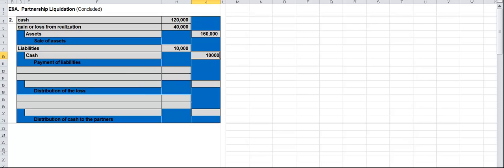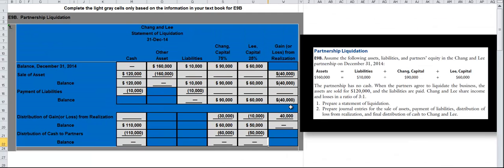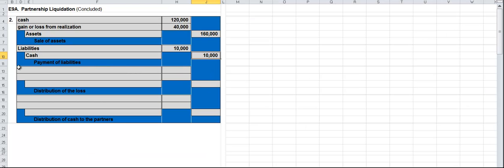Then we had to distribute the loss. We had to distribute the $40,000 loss among the partners. That means we decreased each of their capital accounts. So we decreased Chang's capital by $30,000, and we decreased Lee's capital by $10,000. And that came from our gain or loss from realization account, which was a total of $40,000.